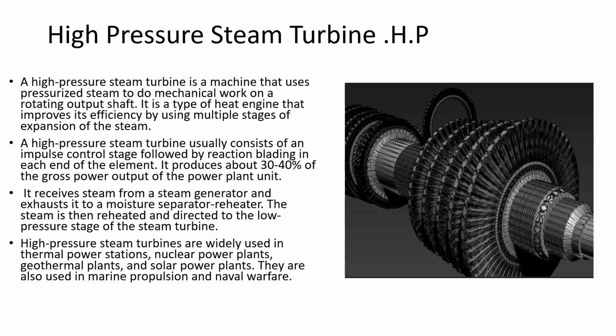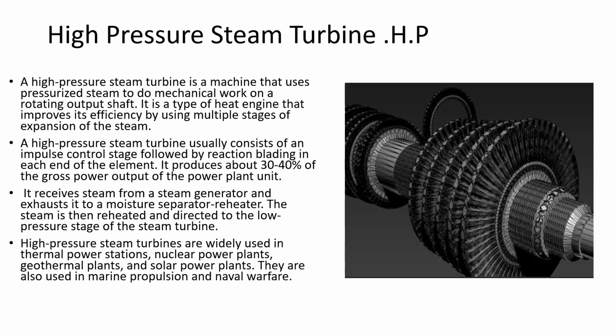A high-pressure steam turbine is a machine that uses pressurized steam to do mechanical work on a rotating output shaft. It is a type of heat engine that improves its efficiency by using multiple stages of expansion of the steam. A high-pressure steam turbine usually consists of an impulse control stage followed by reaction blading in each end of the element. It produces about 30 to 40% of the gross power output of the power plant unit.